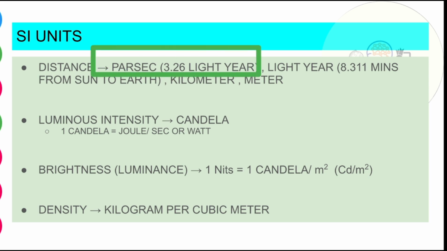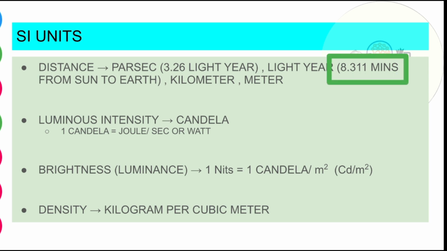So this is the highest value of distance measurement that we use. Then comes light year, and as I said, light year is the distance light travels in 1 Earth year, 365 days. And the general data we have to remember here is 8.311 minutes. What is this 8.311 minutes? This is actually the time light takes to reach from sun to earth. It takes 8.311 minutes, right?